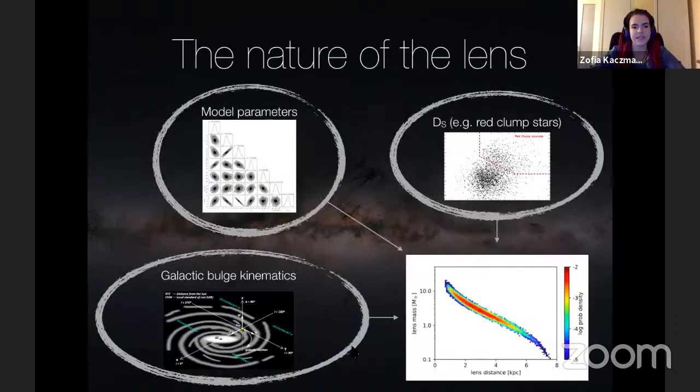So as I said, we take the values of those parameters, so the parallax, the Einstein time, we take the distance to the source, which can be done, for example, for red clump stars, where we know how far they are. And we take the galactic bulge kinematics, which are very well defined. So this is how we've been doing it with OGLE events. And it has been a great tool to determine masses and distances of the lens.